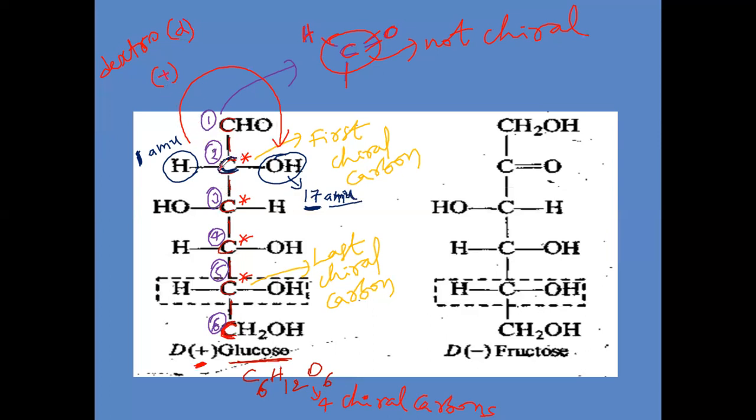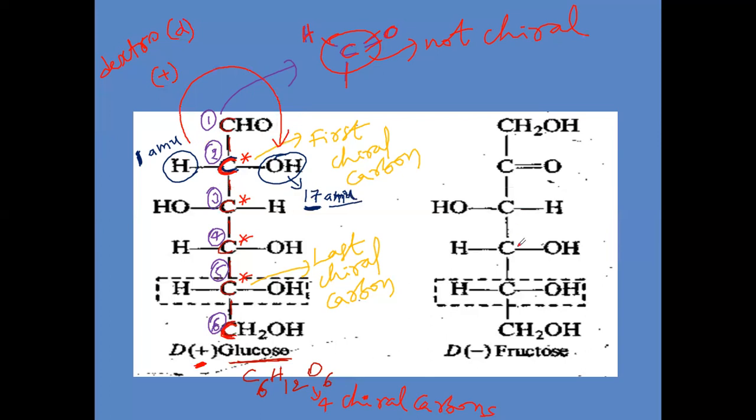On the first chiral carbon, from lower mass to higher mass, we have to draw one curved arrow. If the curved arrow is going clockwise, that is called the plus form. If the curved arrow is going anti-clockwise, that is the minus form.